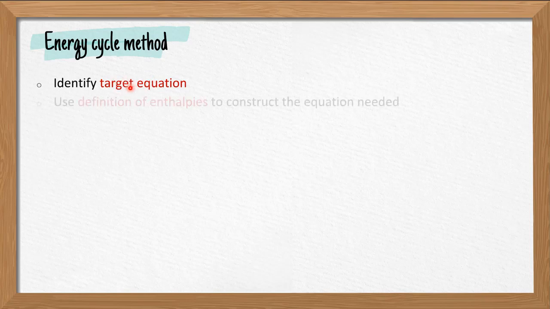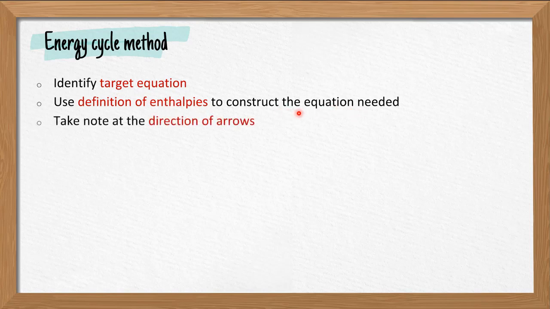Alright, so the last method we have here is the energy cycle method. For the energy cycle method, we also need to identify what our target equation is. Again, the target is what we want to find in the question. So use enthalpy to construct the equations needed. Take note of the directions of the arrows.